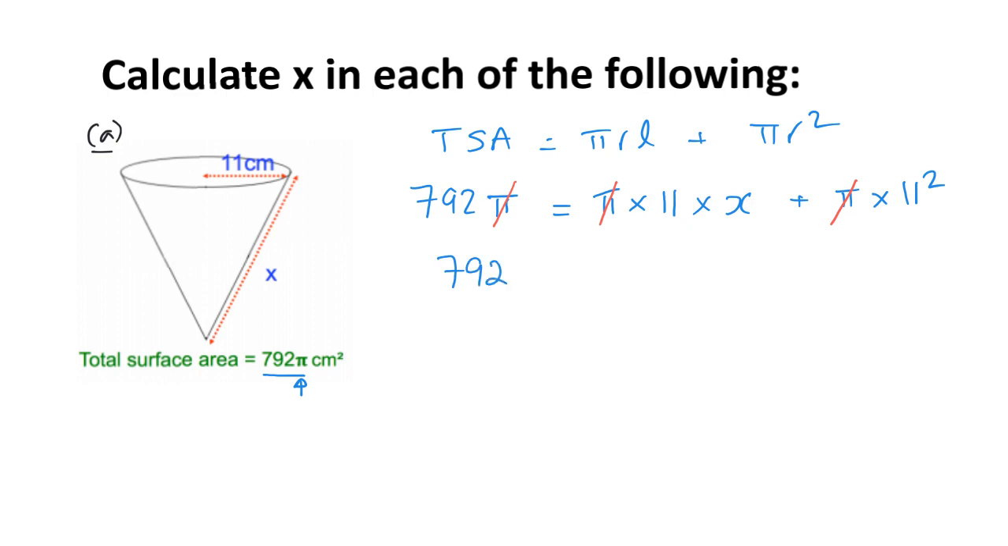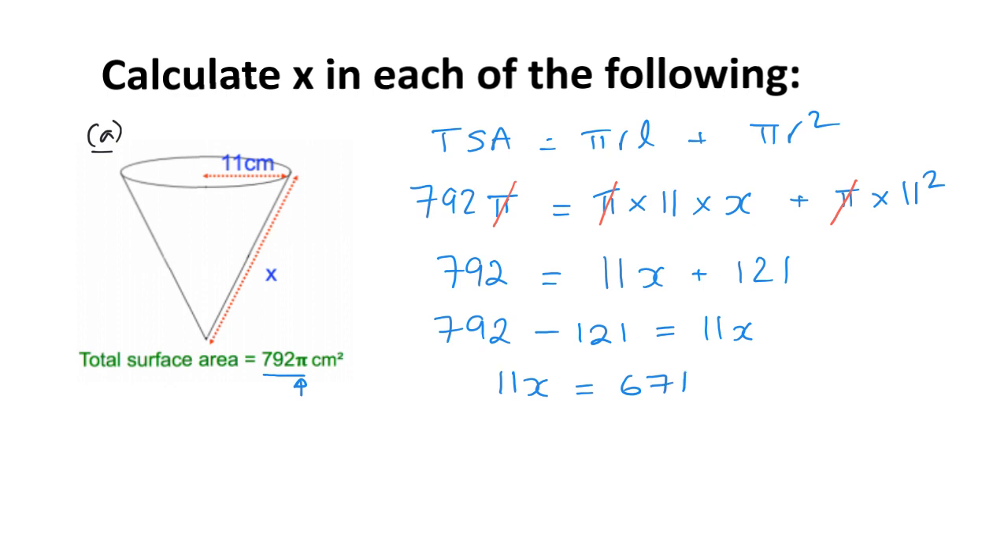We have 792 then on the left hand side equals 11x plus 11 squared, which is 121. So we have to solve this equation. So 792 take away 121 will give us 11x, and that means 11x is 671. So to get x, we divide that by 11, and we get that x is 61, and it's a length, so centimeters.